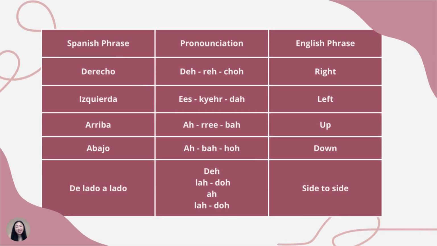So now we're going to get into some of the directional terms in Spanish. The first one is derecho, which means right, izquierda, which means left, arriba, which means up, abajo, which means down, and de lado a lado, which means side to side.